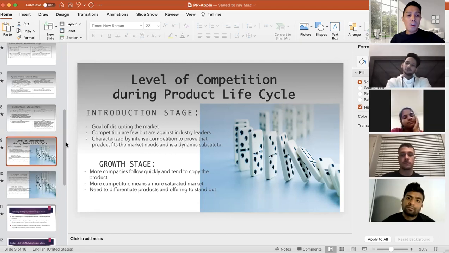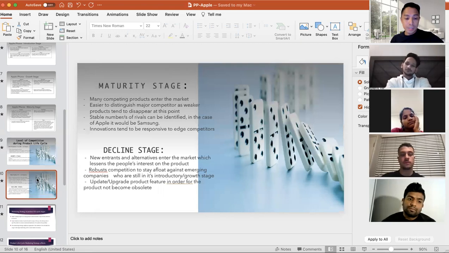Okay, and on the maturity stage, we have seen the growth and evolution of Apple, and it has provided Apple the biggest revenue since its inception.